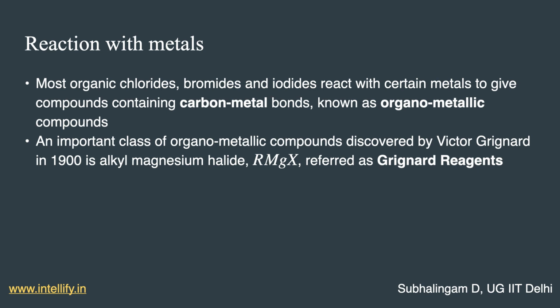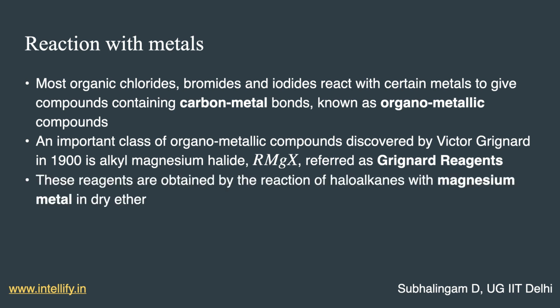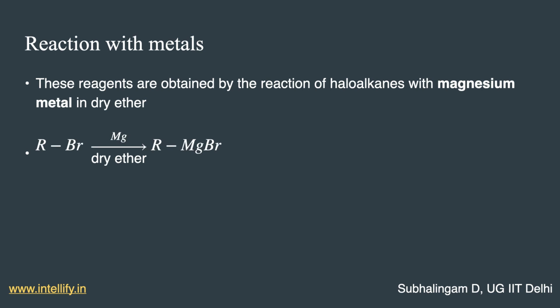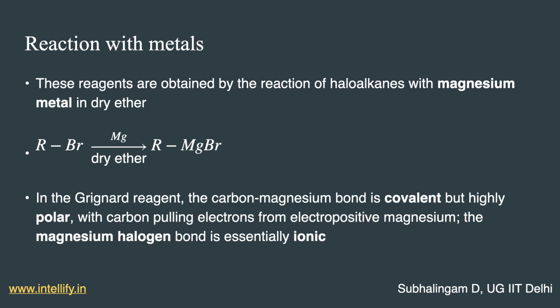An important class of organometallic compounds discovered by Victor Grignard in 1900 is alkyl magnesium halide, that is RMgX, referred to as Grignard reagents. These reagents are obtained by reaction of haloalkanes with magnesium metal in dry ether. So we have an alkyl halide RBr and we treat it with Mg in the presence of dry ether, we get RMgBr. So why do we need dry ether? In Grignard reagent, the carbon-magnesium bond is covalent but highly polar, with carbon pulling electrons from electropositive magnesium. The magnesium-halogen bond is essentially ionic.